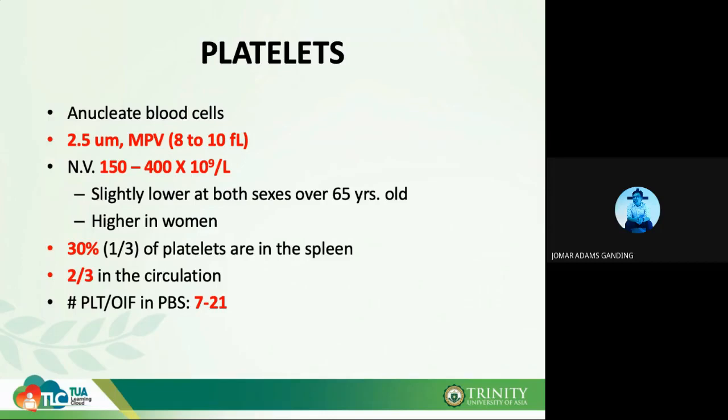Inside the laboratory, medical technologists can perform a qualitative count for your platelets. How do we assess qualitatively whether the number of platelets is adequate or inadequate? That is by counting 10 oil immersion fields. If your platelets are adequate, you would normally see around 7 to 21 platelets per oil immersion field. Please take note of that.